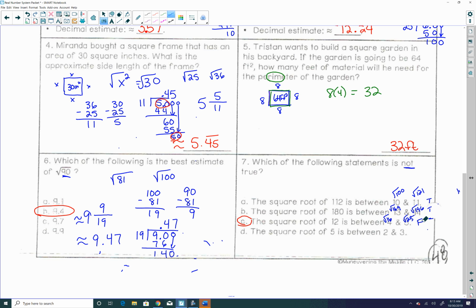I am going to go ahead and check the last one just to make sure we don't have 2 that are not true. Let's see, the square root of 5 is between 2 and 3, which is the square root of 4 and the square root of 9, and that is again true. So there's only one false statement here.